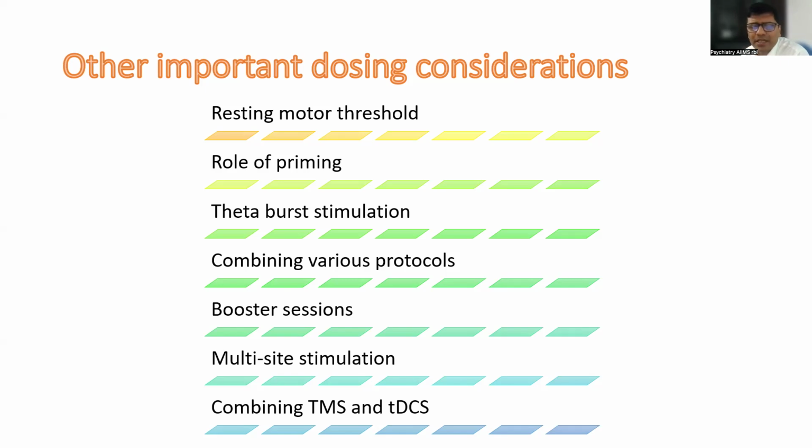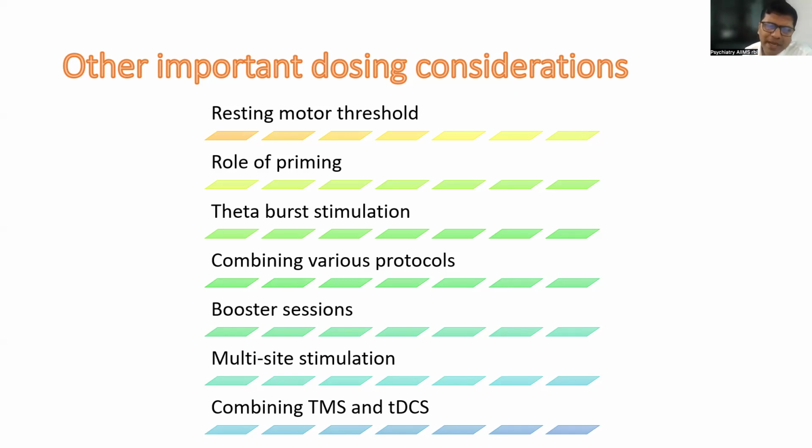This is another newer area of research where people have started using TDCS and TMS simultaneously. TDCS can be used as a priming modality. TDCS is transcranial direct current stimulation. There is a cathode and there is an anode. Cathode produces inhibition and anode produces stimulation.